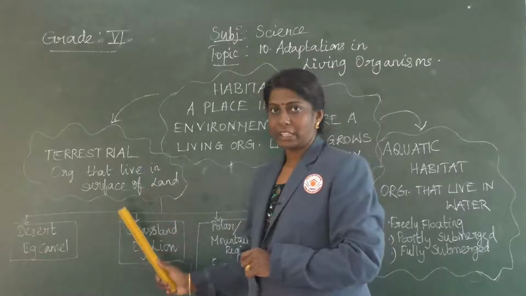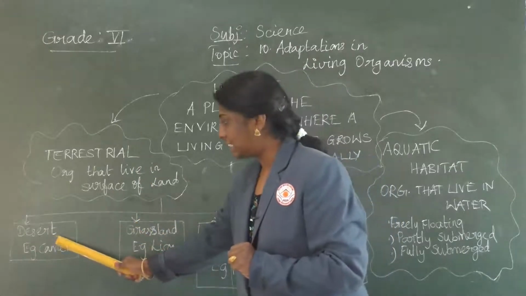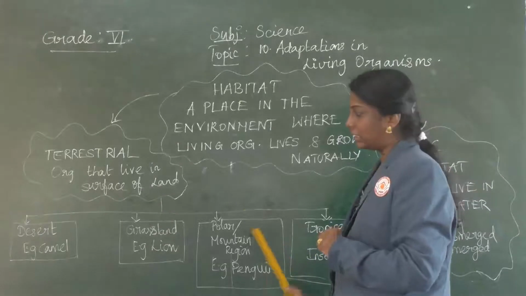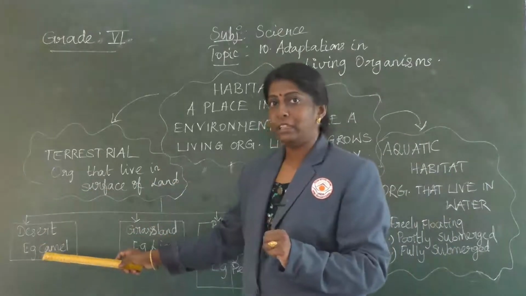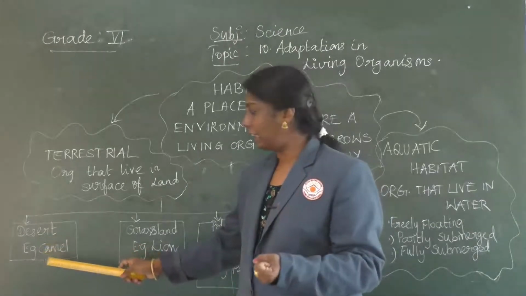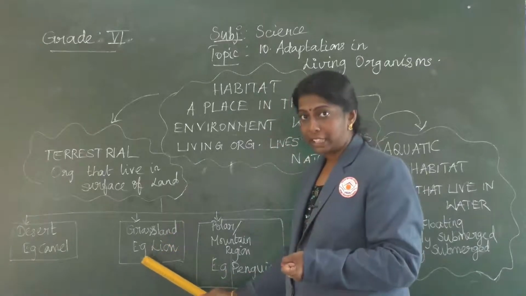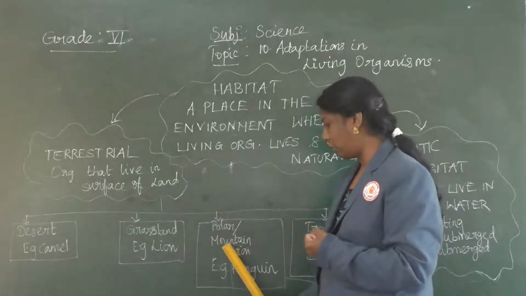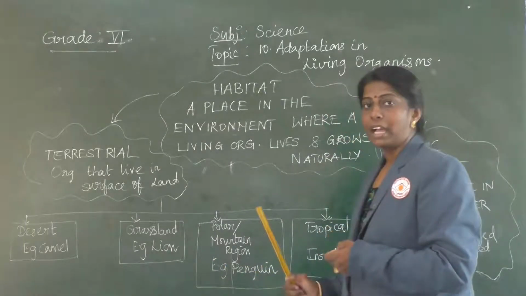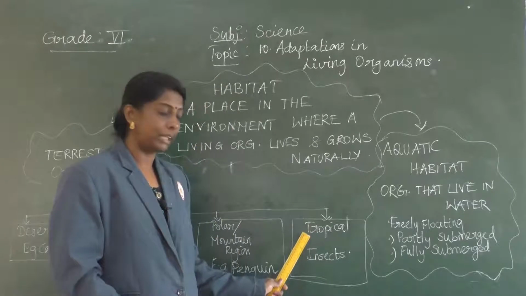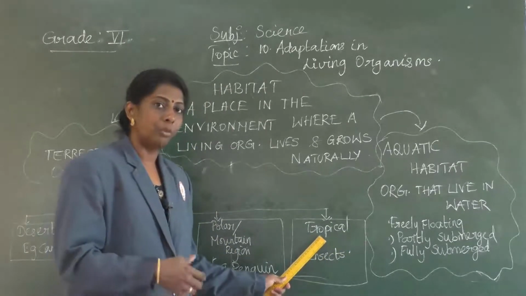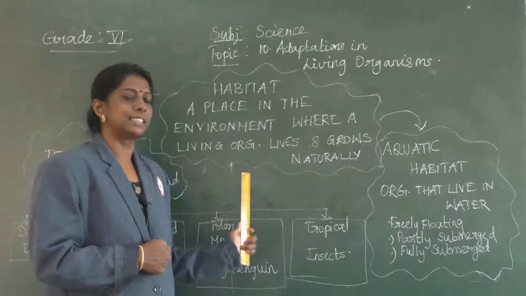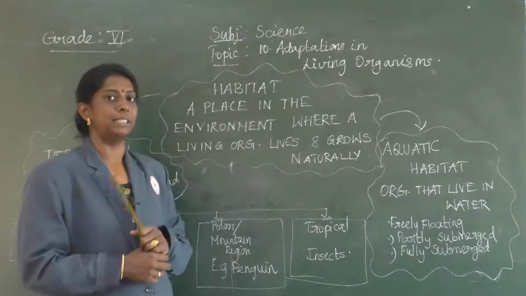It's again further classified into four main types. What are they? Desert, grassland, polar or mountain region, and tropical. Desert, you all know. For example, camel is an organism which is living there. And then grassland, for example, lion. And polar or mountain region, it will be very cool, is it not? For example, penguin. And then about the fourth type, that is tropical. Usually it will be warm. And for example, insects. Clear? Yes. Now let us learn about each and every habitat in detail.